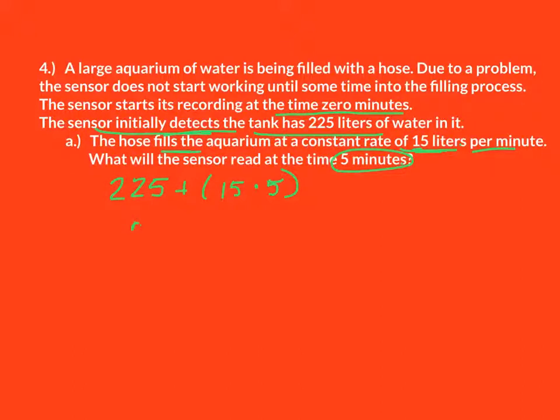15 times 5. Well, remember we did 15 times 4 and it was 60? Well, 15 more than that, of course, is 75. And 225 plus 75 is 300 liters of water. There you go. That was fun.